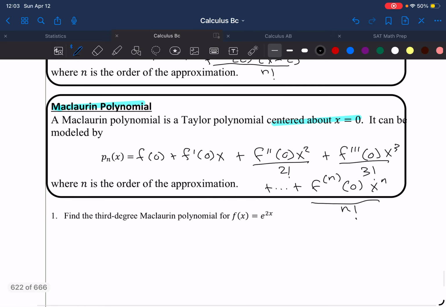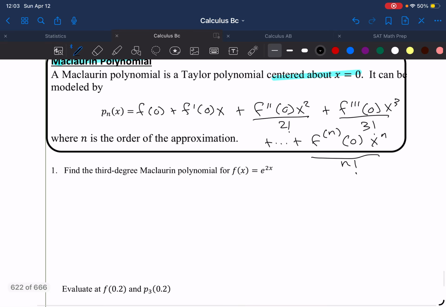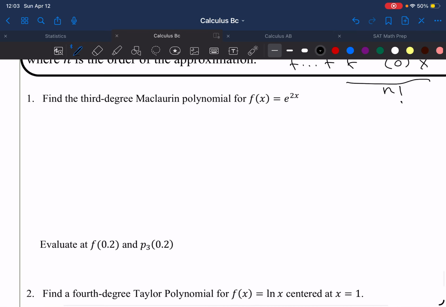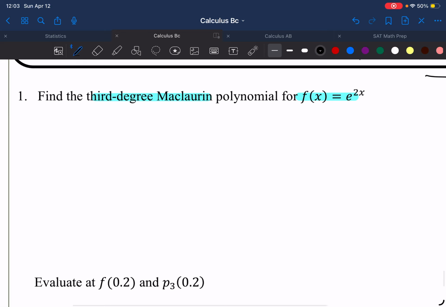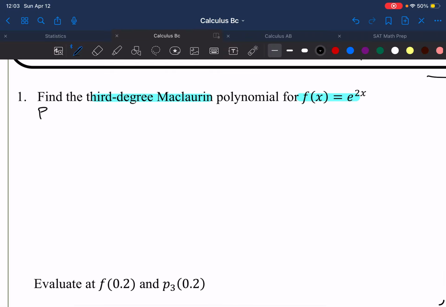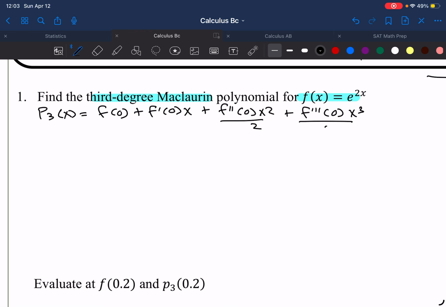So let's look at some examples using the Maclaurin polynomial. It says find the third degree Maclaurin polynomial when f of x is equal to e to the 2x. First I'm going to write my formula. I want the third degree, so p sub 3 of x is equal to f of 0 plus f prime of 0 times x plus f double prime of 0 x squared over 2 plus f triple prime of 0 x cubed over 3 factorial.